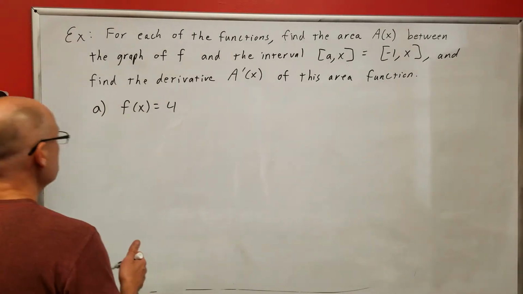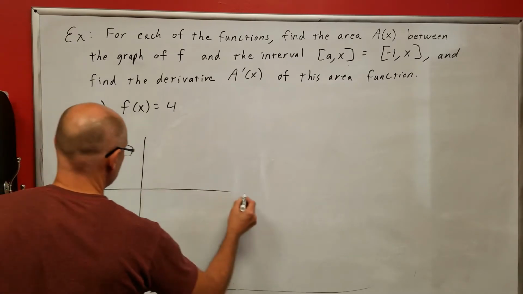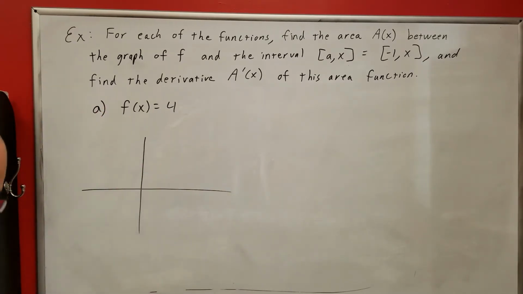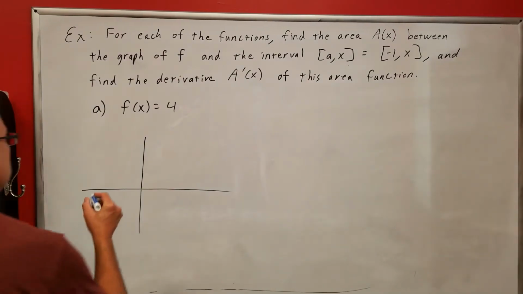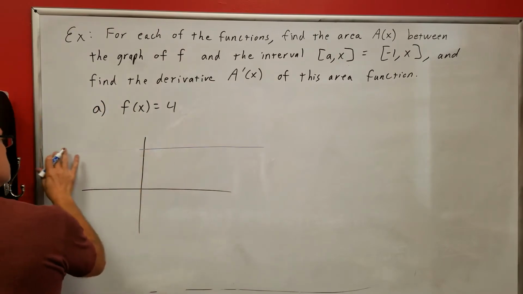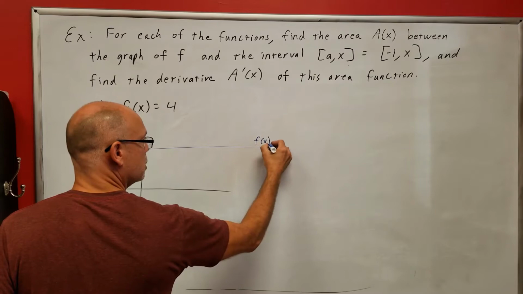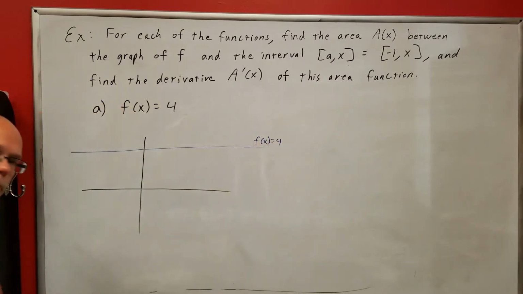But I still do want to draw a picture of this function, okay? So what does this function look like? F of x is equal to 4. It's going to be a horizontal line. It's going to look something like that. F of x is equal to 4, okay?